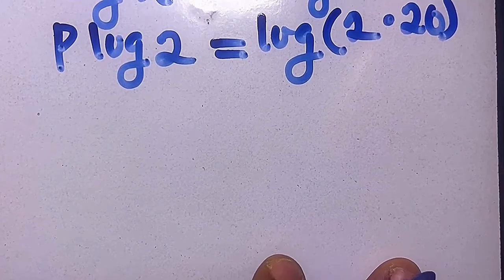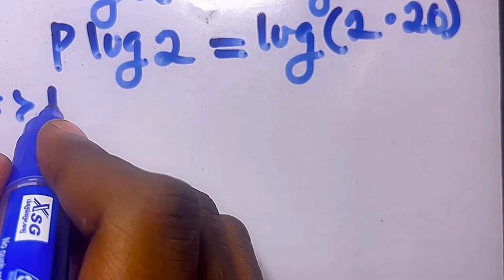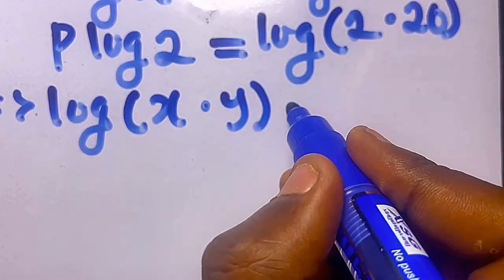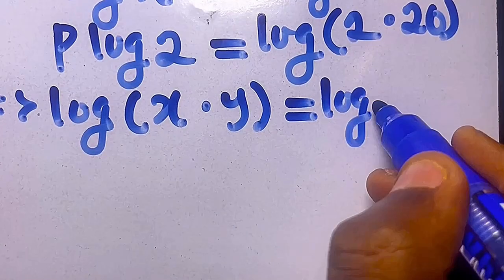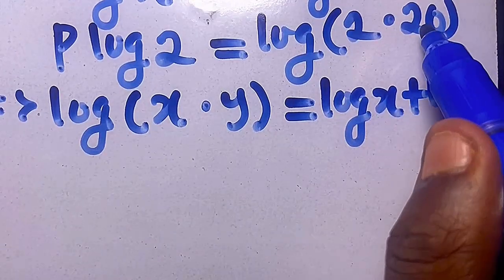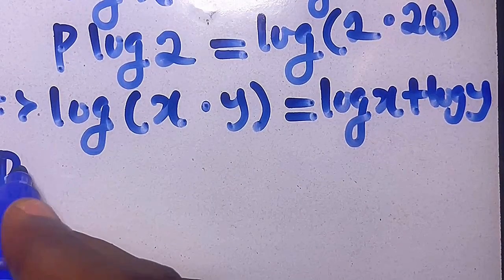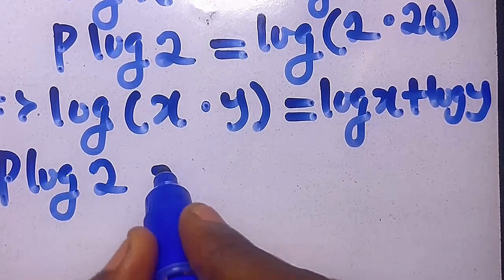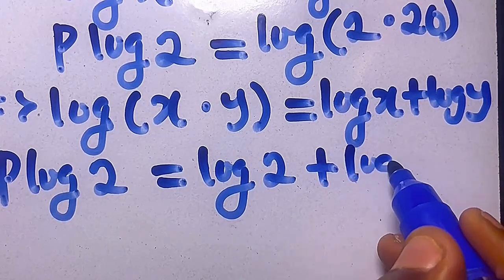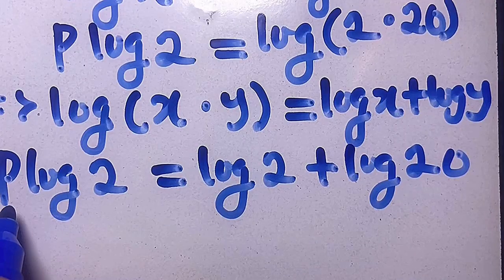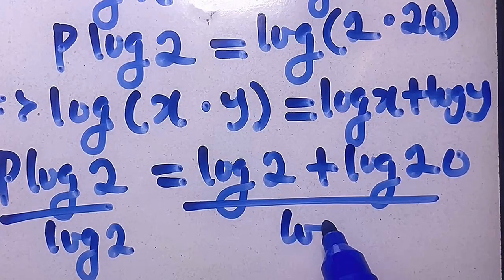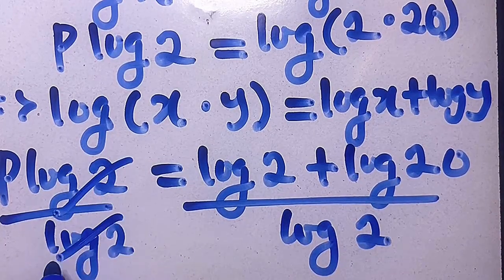So from here, we should also note that if you have log of x times y, from the law of logarithm, this equals log x plus log y. So applying this, we will have p log 2 equals log 2 plus log 20. To make p the subject of the formula here, we have to divide both sides by log 2. This will cancel out this.